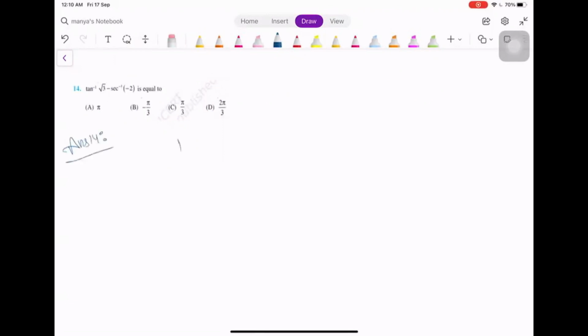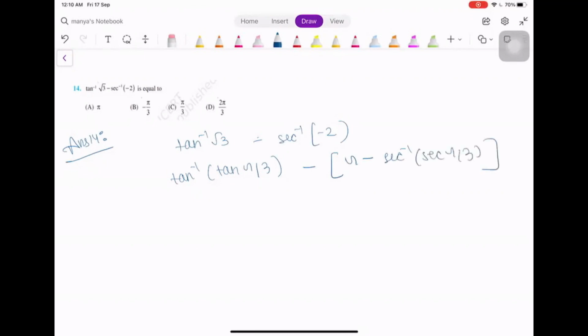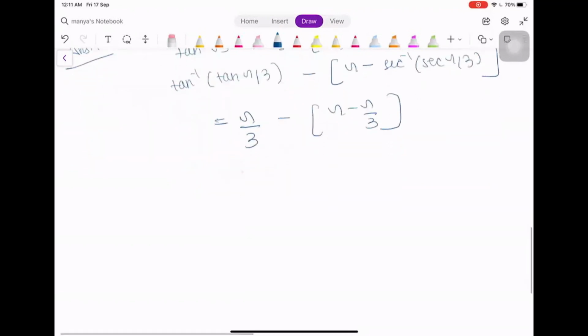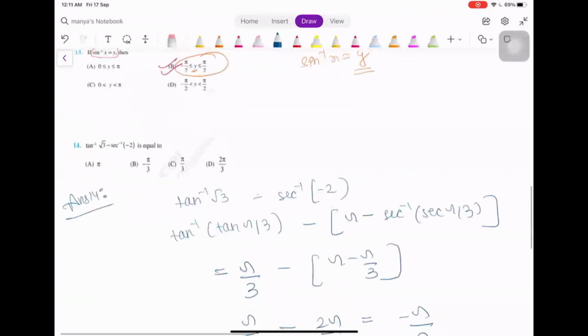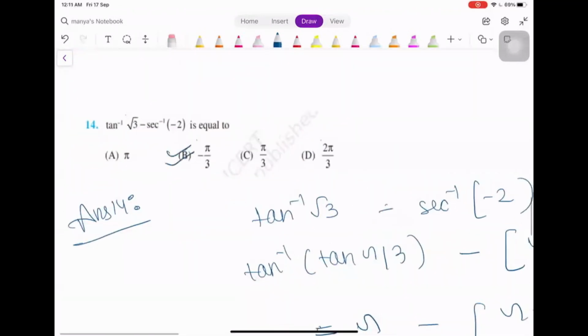Question number 14 is tan inverse root 3 minus sec inverse minus 2. A minus sign is inside sec. It would be pi minus sec inverse sec pi by 3. So from here we are going to get pi by 3 minus 2 pi by 3. So you are going to get the answer minus pi by 3. As it was an MCQ question, option B is your correct answer.